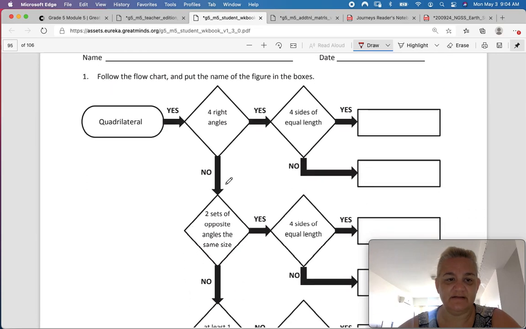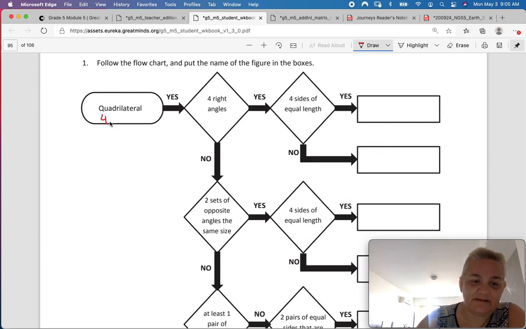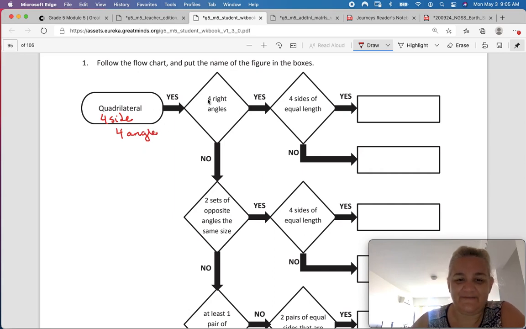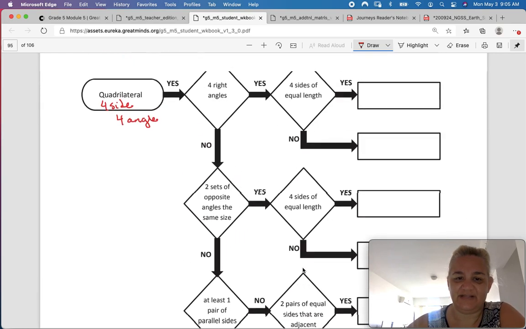There's our flow chart. So all quadrilaterals have 4 sides and 4 angles, right? Yes. And 4 right angles, if it does have 4 right angles, yes, then what would it be? And no, then we're going to go down here, okay? This is cool. You can fill in the blanks, find all the shapes.